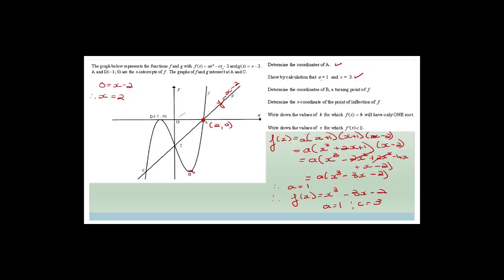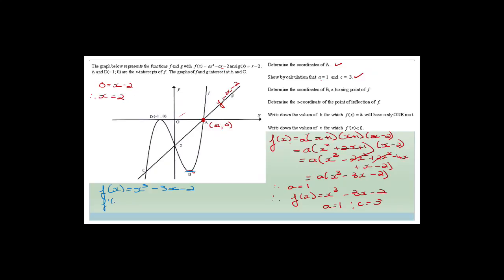Right, grade 12. So we need to find the coordinates of B, which is a turning point. And I hope while I was away, you guys were working out or realizing that in order to find the coordinates of the turning point B, you need to find the first derivative and let it equal zero. So f of x is equal to x cubed minus 3x minus 2.